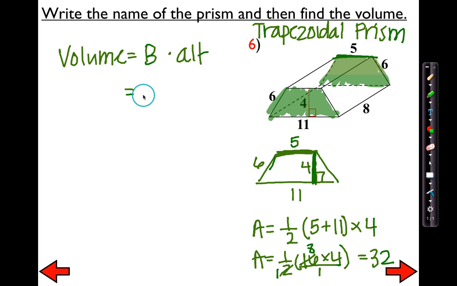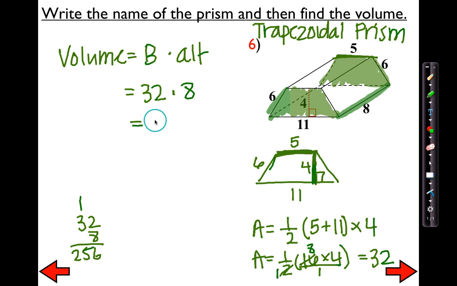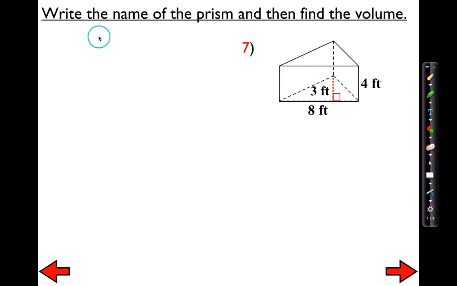So here, what is the area of the trapezoid? It is 32. Now, how tall is it? Well, technically, the height of it is represented by this value here. So it is 8. So what is the volume of this trapezoidal prism? Well, let's figure out what is 32 times 8. It is 256, so I'm going to go ahead and say it's 256. There are no units, so I'm going to go ahead and just say units cubed.